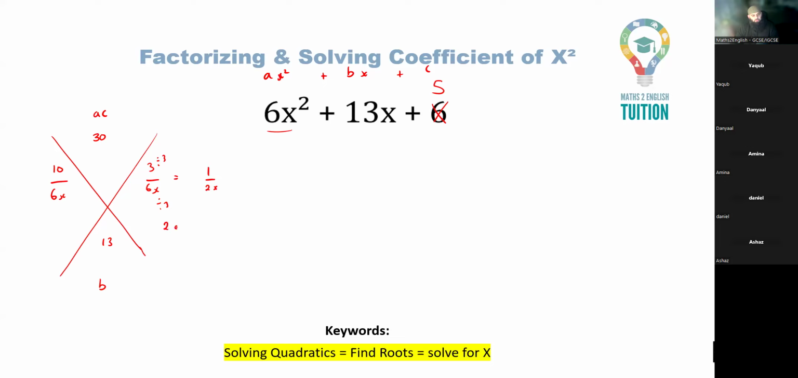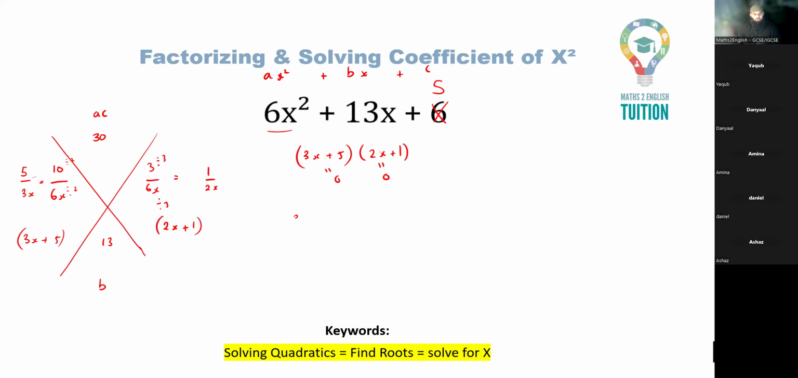So one of my brackets is going to be 2x plus 1. For the other, I can divide both by 2. That becomes 5 over 3x, so my other bracket is going to be 3x plus 5. Now if I put them together, I'm left with (3x plus 5)(2x plus 1). Once I've done that, if I want to solve it, I'm going to make them equal to 0.